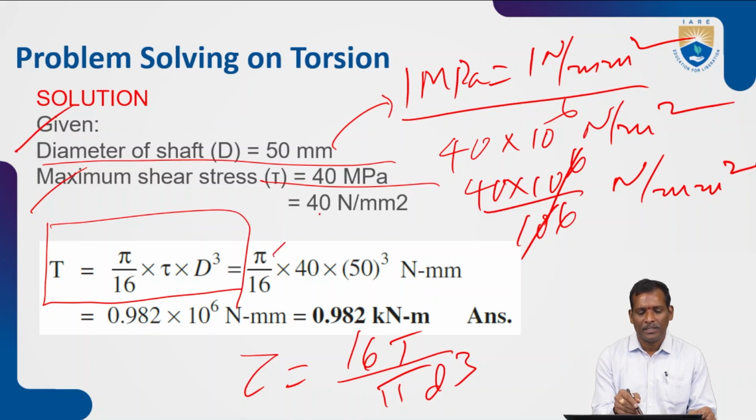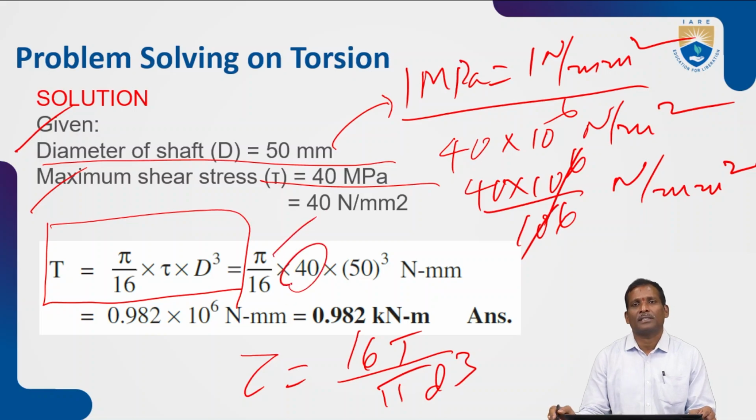Here pi by 16, and what is the shear stress? Sometimes they may not give shear stress. They will give torque. Otherwise, if shear stress is not available, you have to assume it based on the given shaft material. And the diameter is also given, 50 mm.